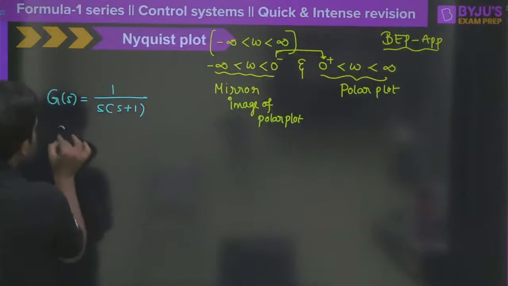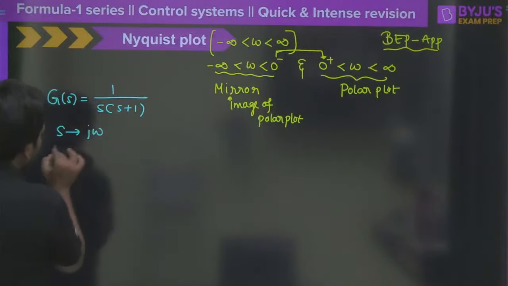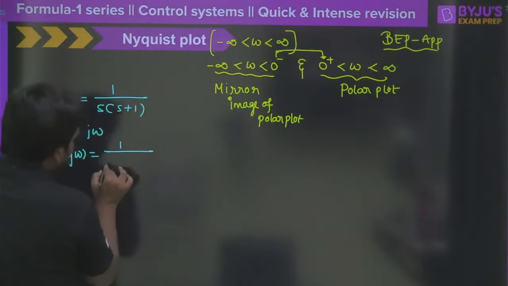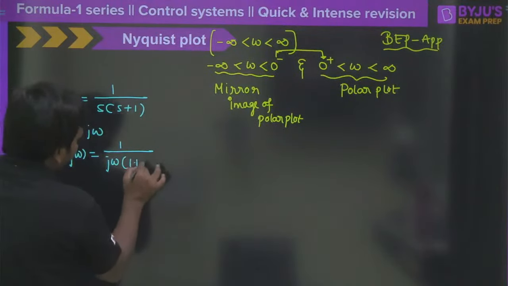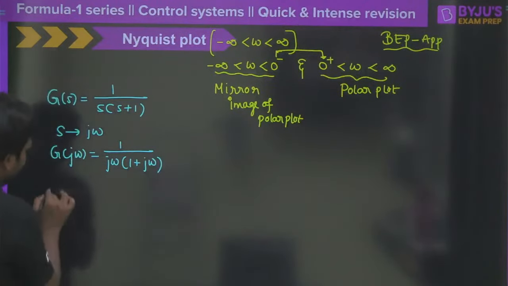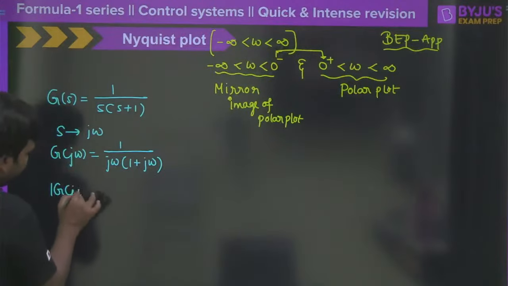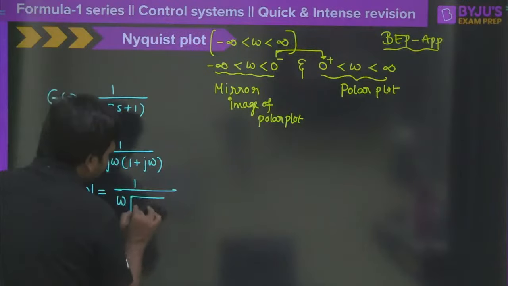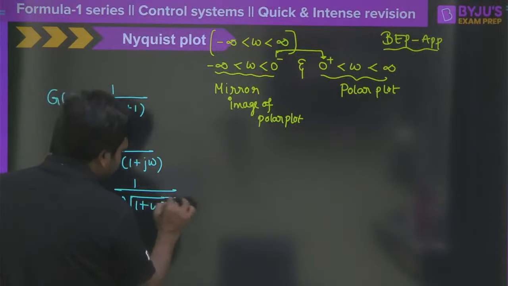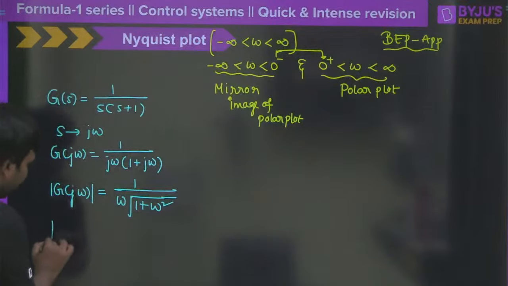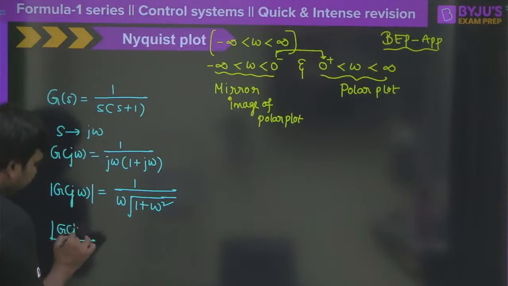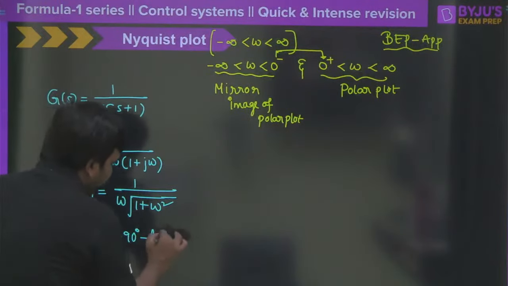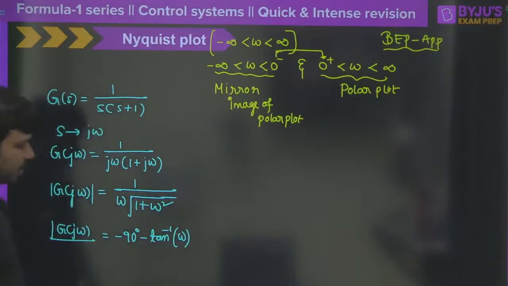Obviously we replace s with j omega here. Then G of j omega is equal to 1 divided by j omega into 1 plus j omega. And then the magnitude, modulus of G of j omega, is equal to 1 divided by omega into under root of 1 plus omega square. Correct. What about the phase here? The phase would be equal to minus 90 degrees minus tan inverse of omega. Clear? Minus 90 degrees minus tan inverse of omega.